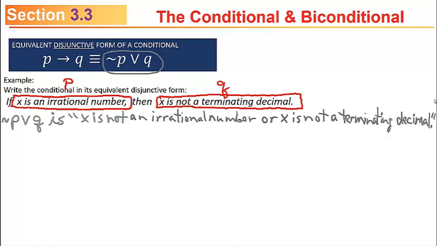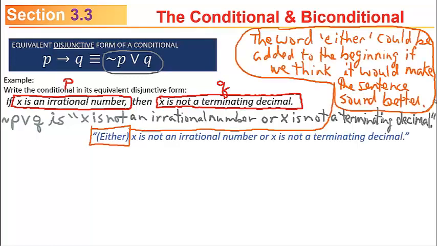So you want to take that and turn it into the right-hand side of the equation, which says not P, x is not an irrational number, then the disjunction, which is the or, and then the Q, which is x is not a terminating decimal. So you put not P ored with Q, and you get the statement, x is not an irrational number or x is not a terminating decimal. Simple enough.